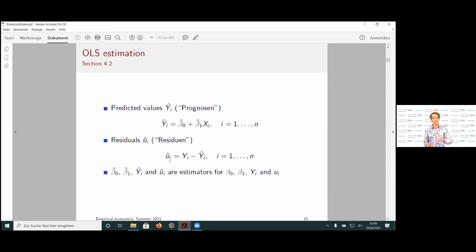Okay, so we have four quantities now that have little hats on top. The first one is the estimated intercept, beta 0 hat. The second one is the estimated slope coefficient, beta 1 hat. Then we have the predictions, yi hat for all the i's, and the residuals, ui hat for all i. And these are the estimators for the true quantities beta 0, beta 1, yi, and ui.